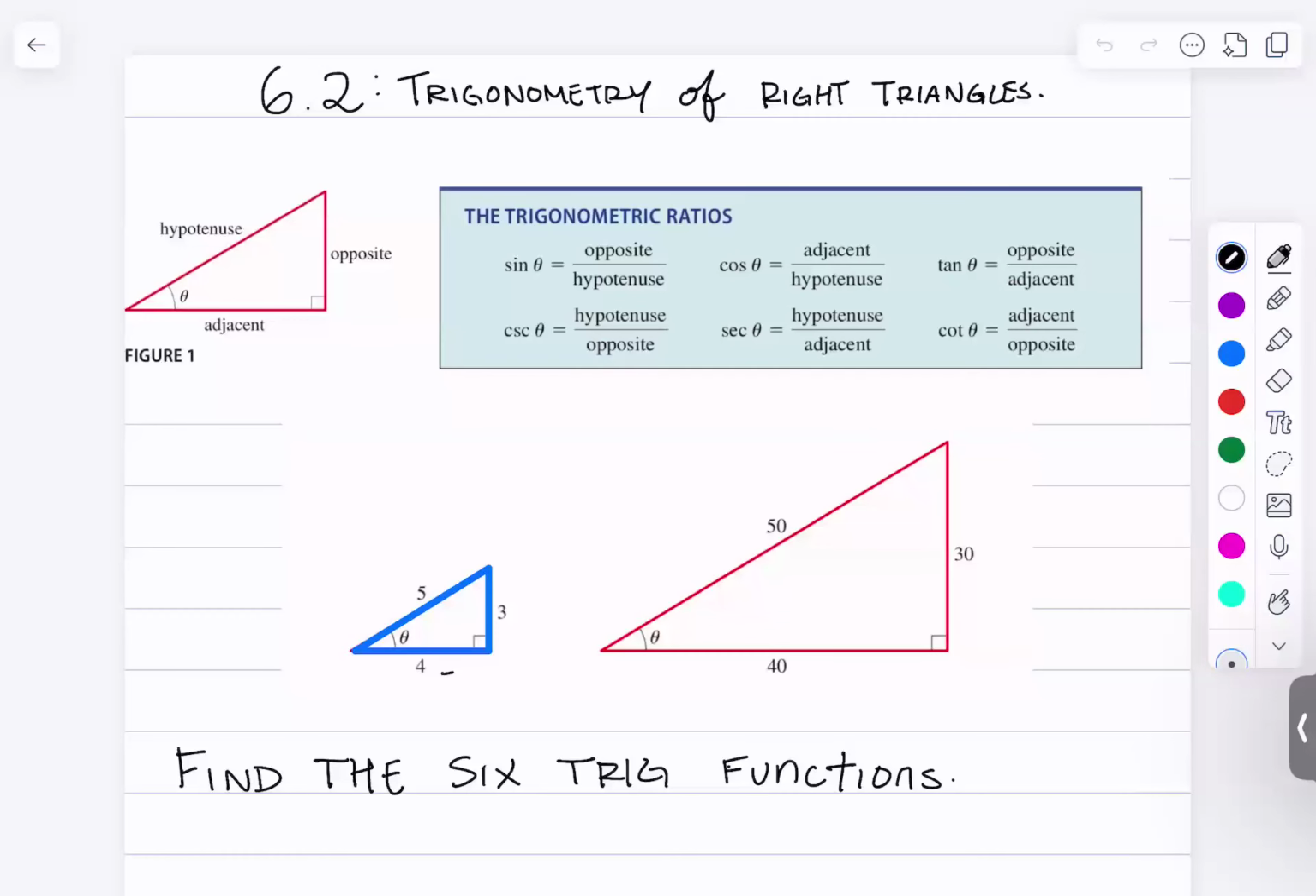This lesson is on 6.2, which is the trigonometry of right triangles. This should be a basic review lesson for you guys in this class, so I'm going to go pretty quick.